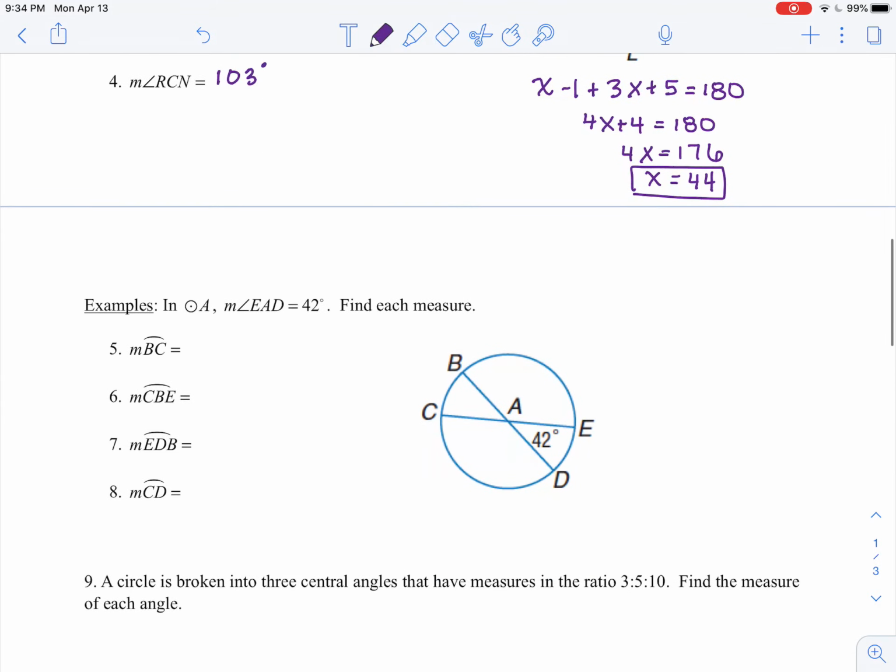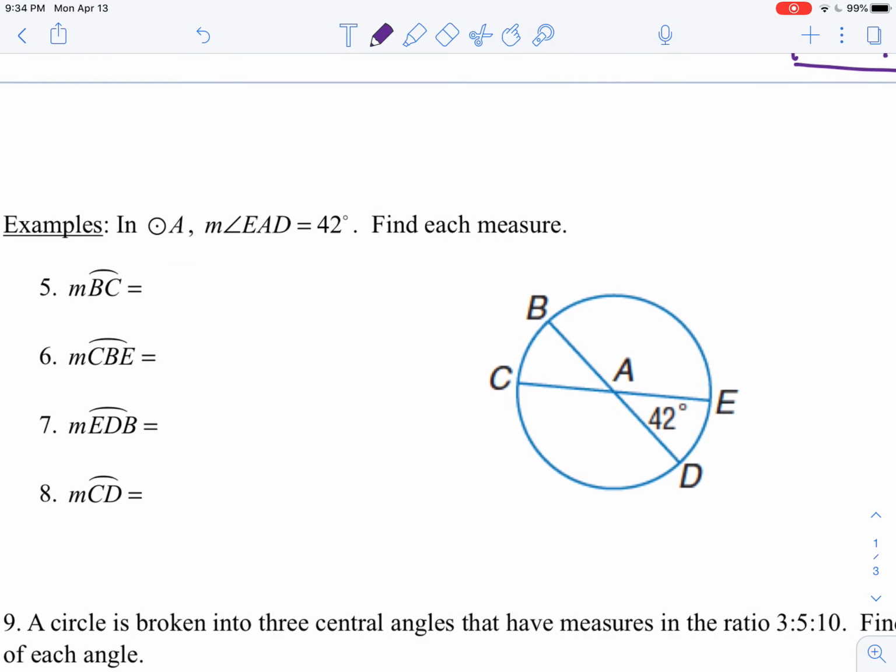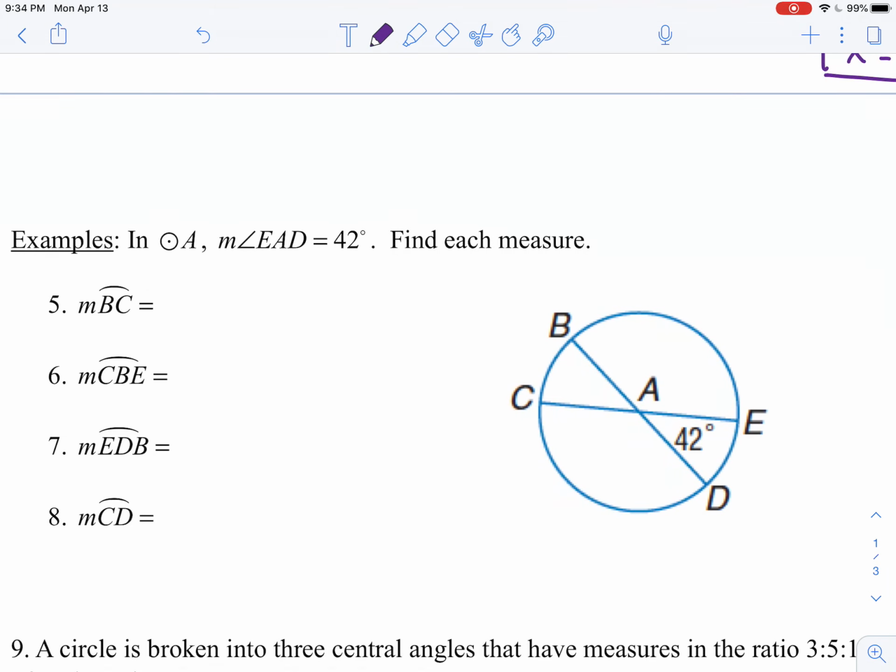Okay, when you flip over to the back of the notes, the next question is now asking about the measures of an arc. So I said this very briefly, but an arc's measure in degrees is the same as its corresponding central angle. So when I take a look at this picture, it says in circle A, the measure of angle EAD is 42 degrees. That means angle BAC must also be 42 degrees, since those are vertical angles. And then the obtuse angles are going to be the same as well. They will each be 138 degrees.